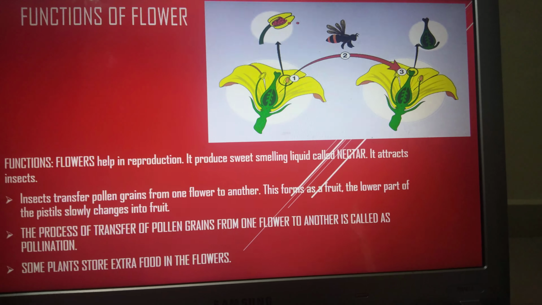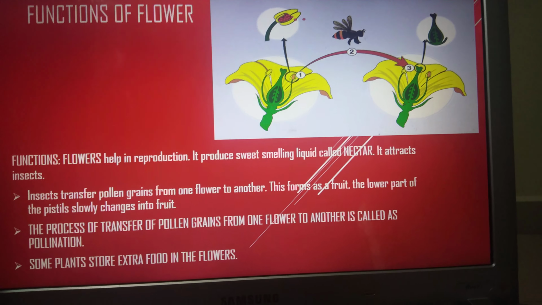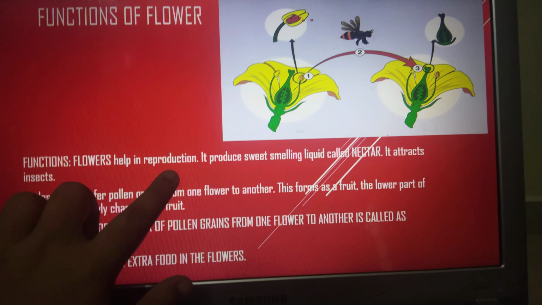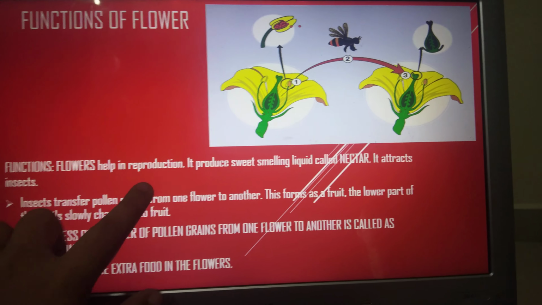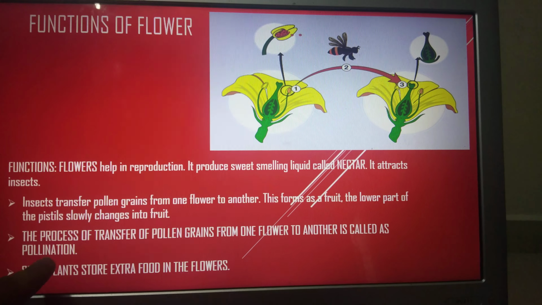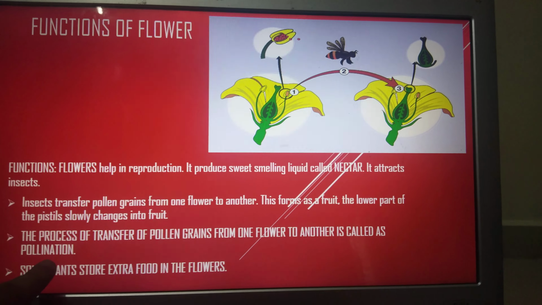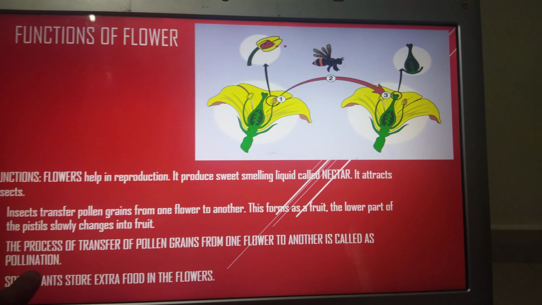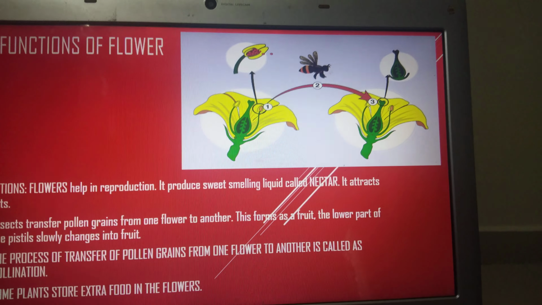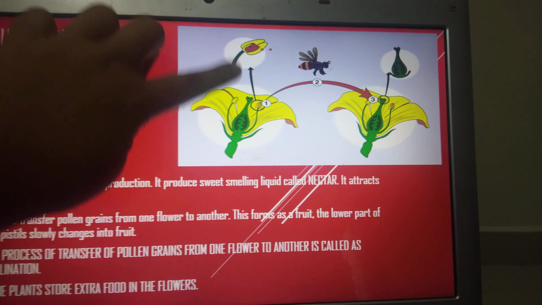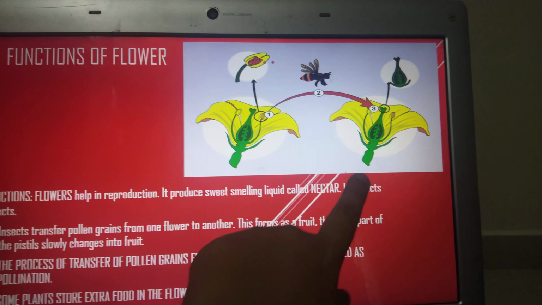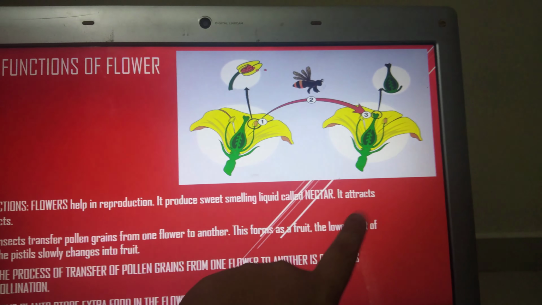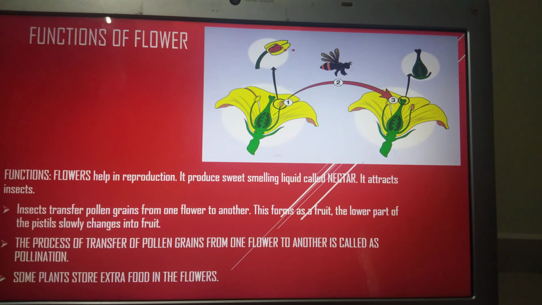So what is the main function of the flower? The main function of the flower is reproduction. So how will it happen? This process is called pollination. So what is pollination? The process of transfer of pollen grains from one flower to another flower. So this process is called pollination.